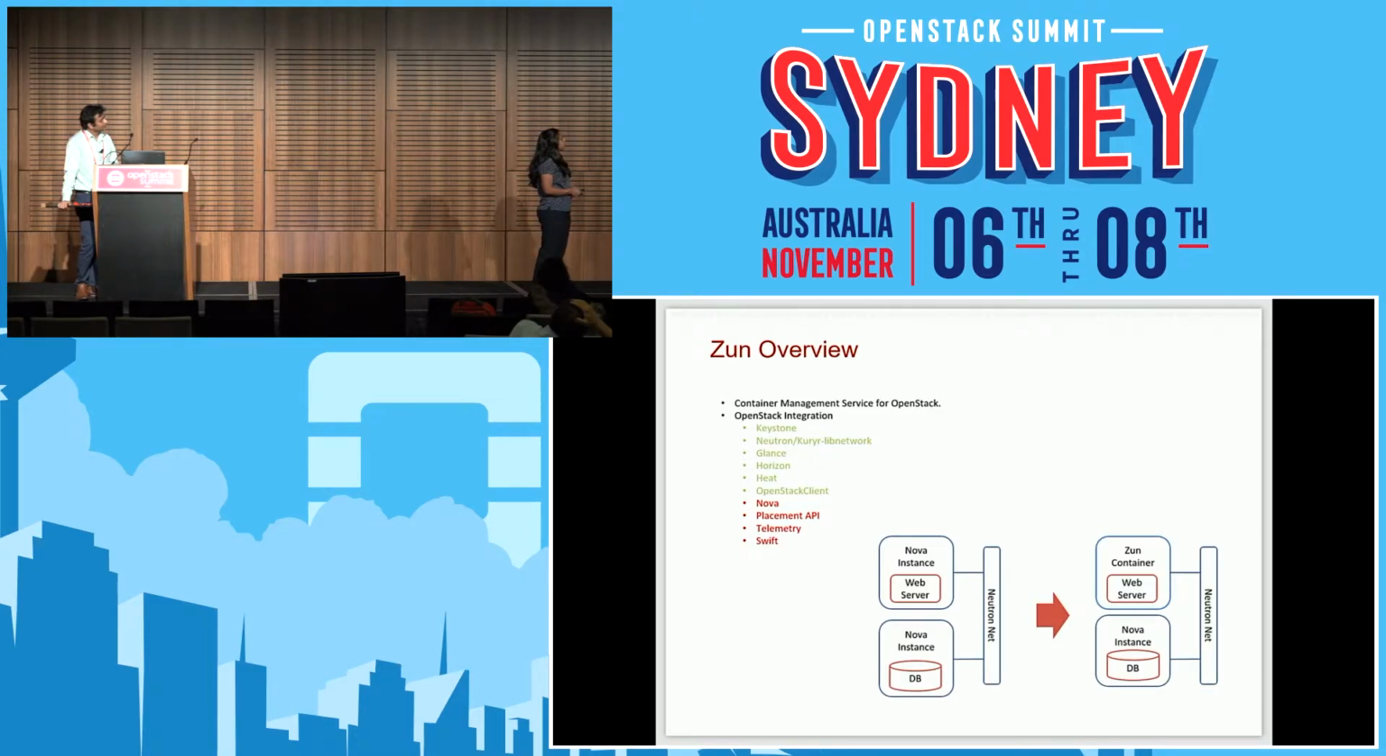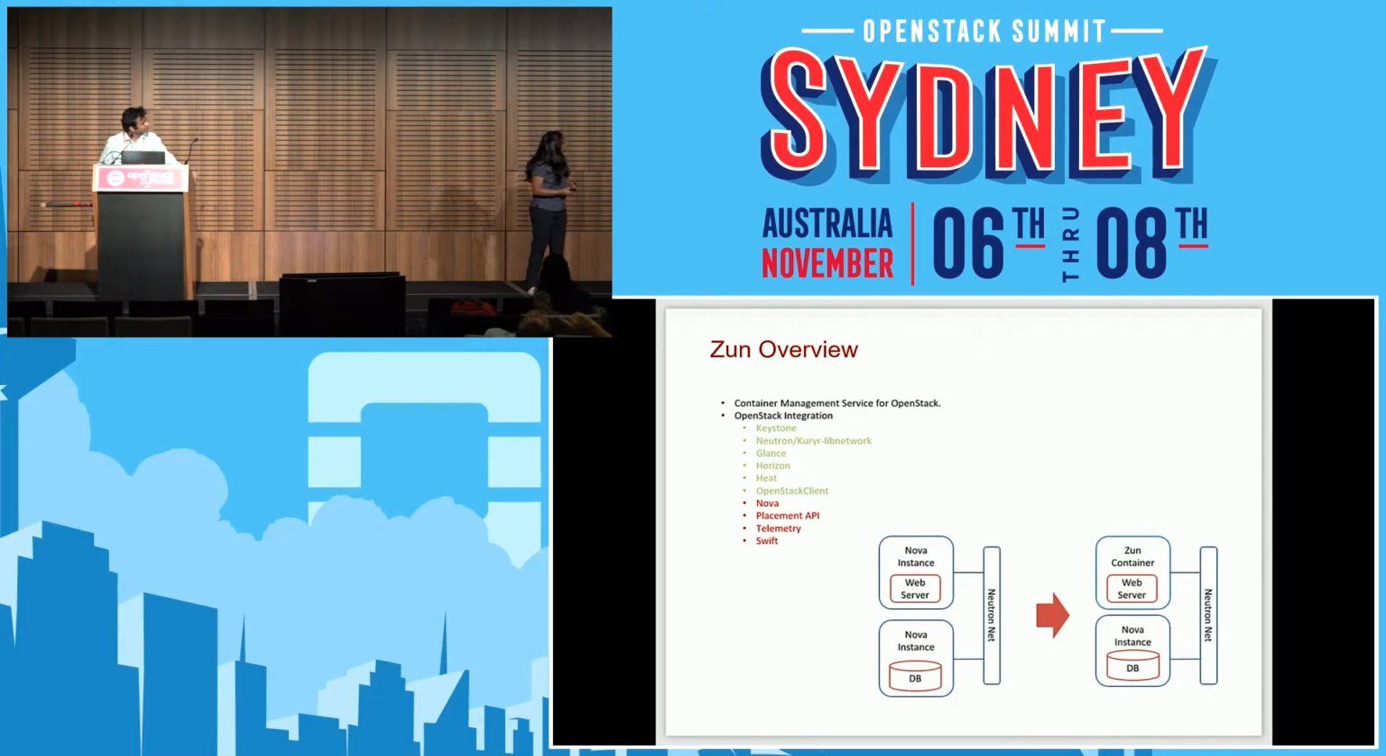Before that, I'd like to explain what Zun is. Zun is the container management service for OpenStack. It lets you run your containers on top of the OpenStack ecosystem. It supports Docker for running containers. Zun is extendable in the sense that it can support other runtime tools as well. You just have to implement a driver for other runtime tools, like maybe Rocket in future, and then you can have support for other runtime tools as well.